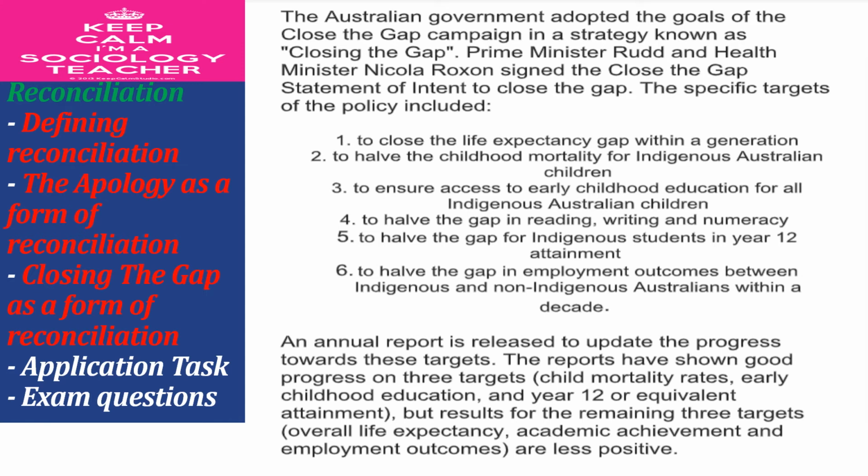There's life expectancy, childhood mortality, that means dying as children, little babies, and childhood education, where Indigenous Australian kids have a big gap in reading, writing, and numeracy. Finishing year 12 is another big gap. Employment as well, there's a lot of unemployment with Indigenous Australians. These are all gaps. These are targets by the government called the Close the Gap policy, to try to close these gaps.